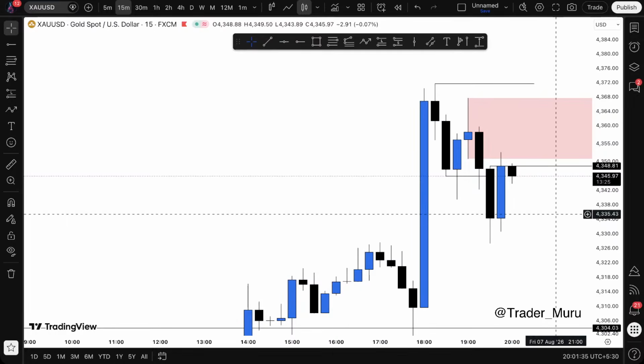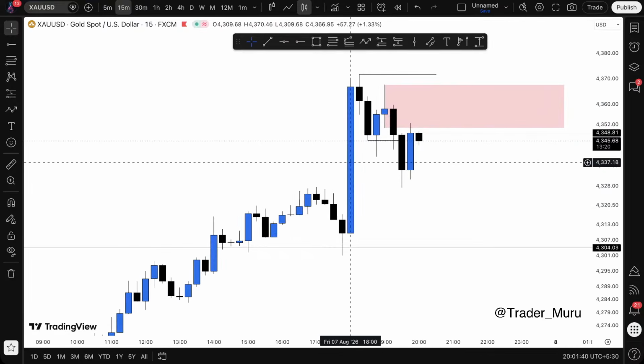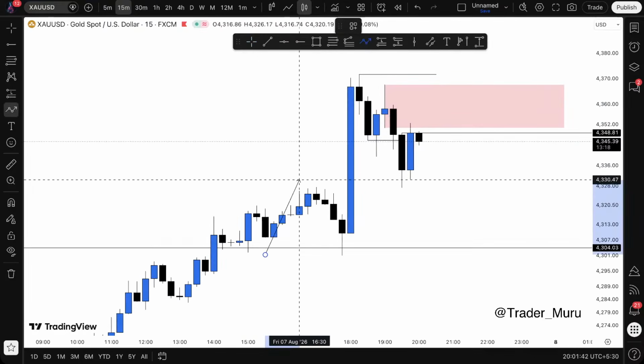Price has closed above. Now this structure is in play. This structure is in play now.